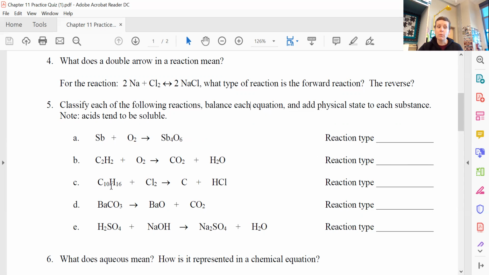C10H16, 10 carbons puts it into the liquid category of our hydrocarbons that we took notes on. Chlorine, when we look at the periodic table, its red symbol tells us it's a gas. Carbon is solid, black symbol on the periodic table. And HCl is an acid. So I would hope you put aqueous because acids are aqueous.